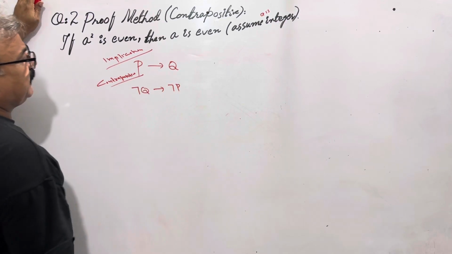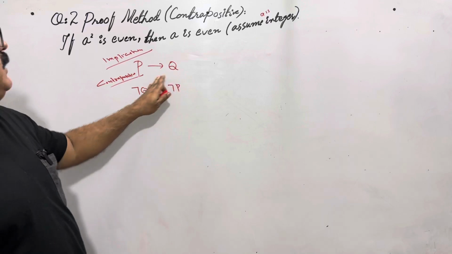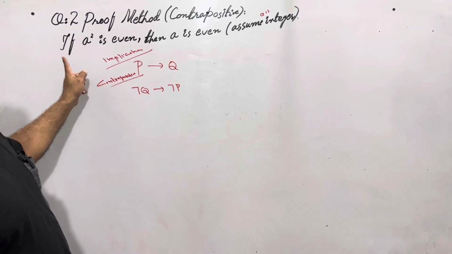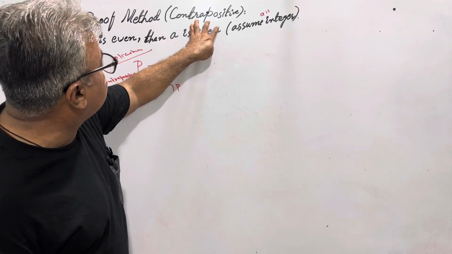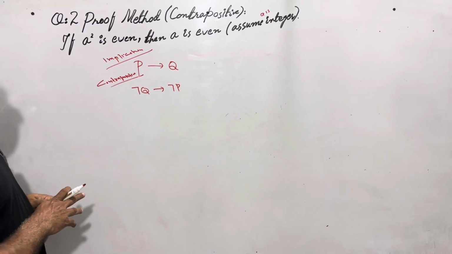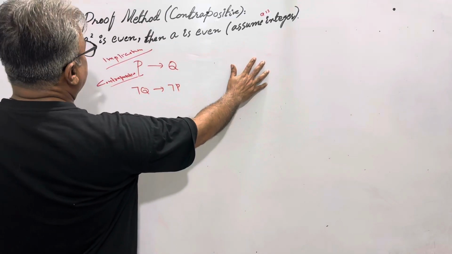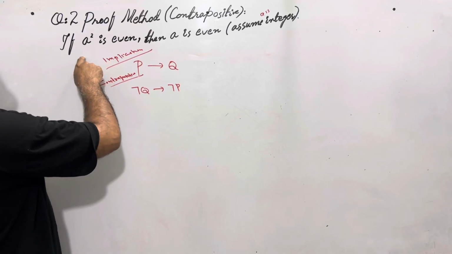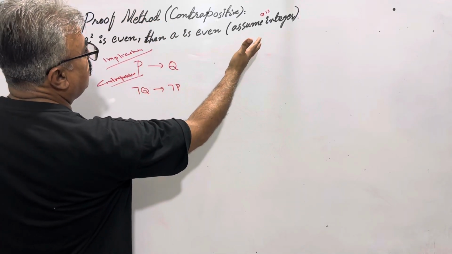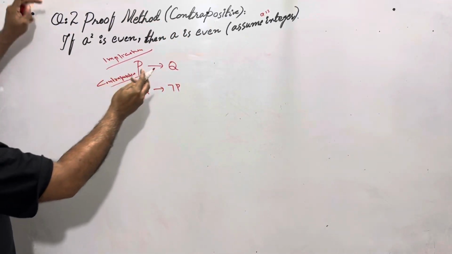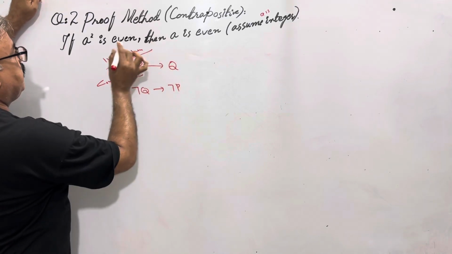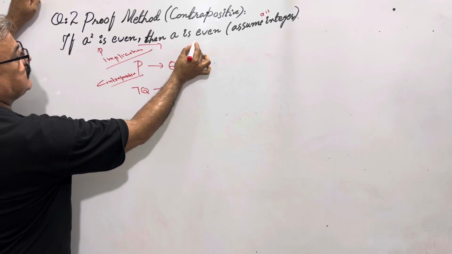Very cool, very simple idea is that implication: if P then Q, we are to use this method, contrapositive. Now let's write this statement in contrapositive wise. If P then Q, a square is even, then a is even. We have to prove it using contrapositive. Means this is our P implies this is our Q.